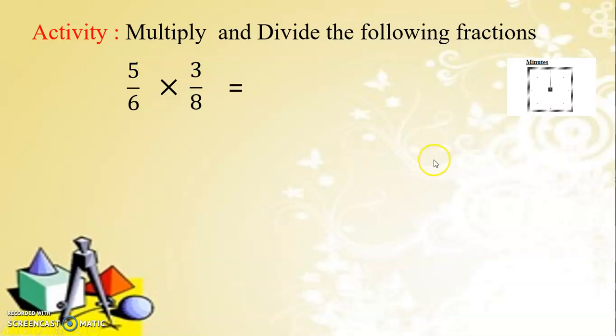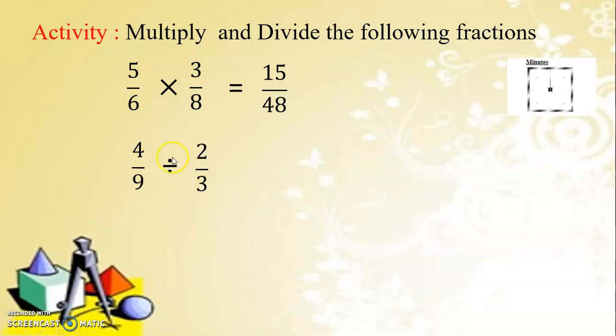Okay, let us see the answer. It is equal to 15 over 48. Since the answer is already in simplest form, we don't need to do anything. Next one, 4 over 9 divided by 2 over 3.